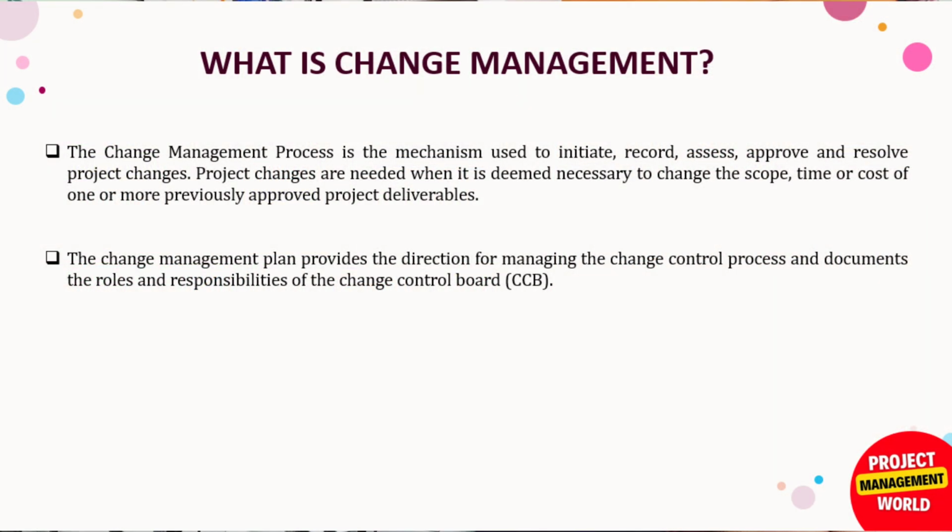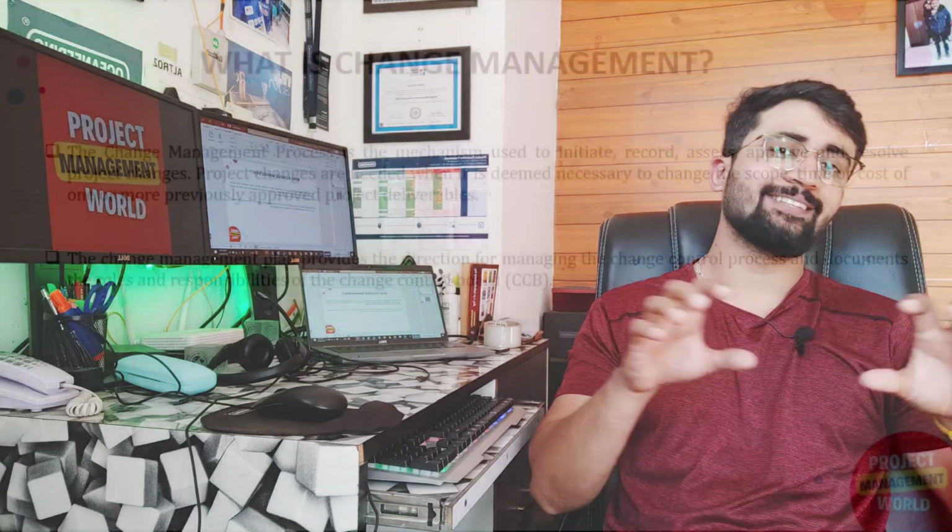So here on the screen you can see what change management is. The change management process is the mechanism used to initiate, record, assess, approve and resolve the project changes. Project changes are needed when it is deemed necessary to change the scope, time or cost of one or more previously approved project deliverables. So what it is telling is that the change management process is the mechanism to initiate, record, assess the impact of the changes, and then approve and resolve them. So this is what we do in change management.